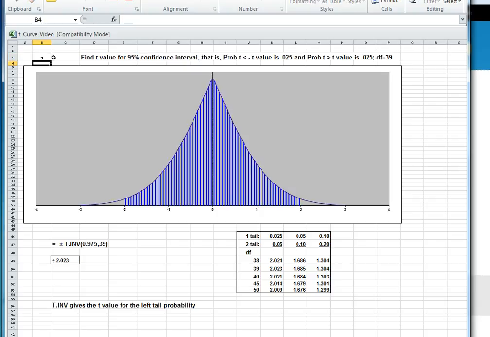Let's do another one. Suppose this time we want a 95% confidence interval. That is, the area under the curve is 95%. We want the t-values corresponding to that. So if this area is 95, the area to the left plus the right is 5. Each of them separately is 0.025. Well, this is a combination of the problems we just did. We know that for a 0.025 area to the right, the t-value is plus 2.023. To the left, it's minus 2.023. So your t-values will be the two values plus or minus 2.023.